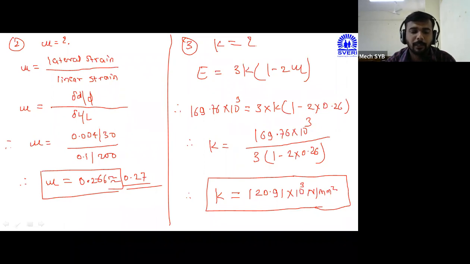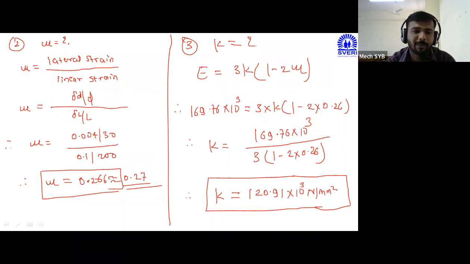Means to calculate the value K, we have to calculate E and we have to calculate mu. Without E and mu we could not have calculated the value of K. So for the calculation of K, initially we have to calculate E and mu.